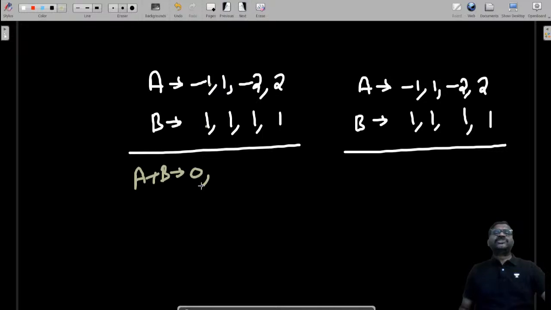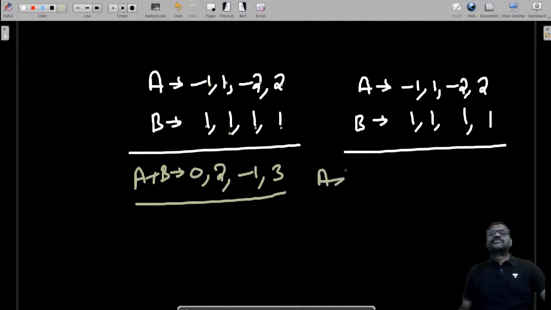Minus 1 plus 1, 0. 1 plus 1, 2. Minus 2 plus 1, minus 1. 2 plus 1, 3. Minus 1 minus 1, minus 2. 1 minus 1, 0. Minus 2 minus 1, minus 3. 2 minus 1, 1.